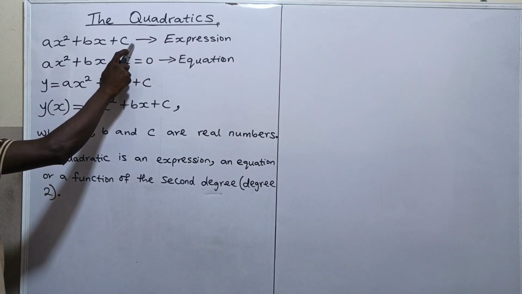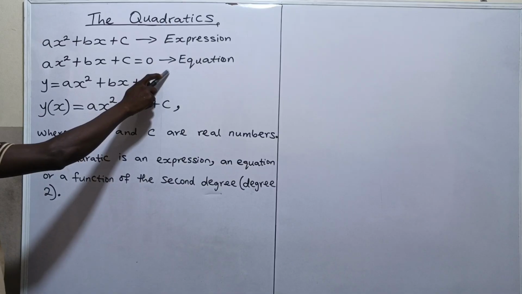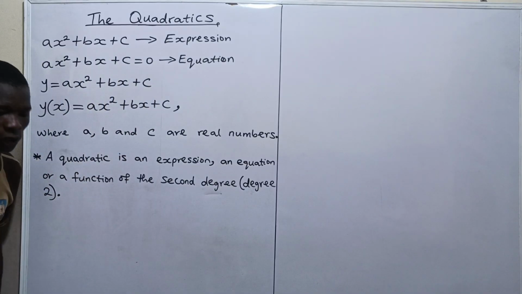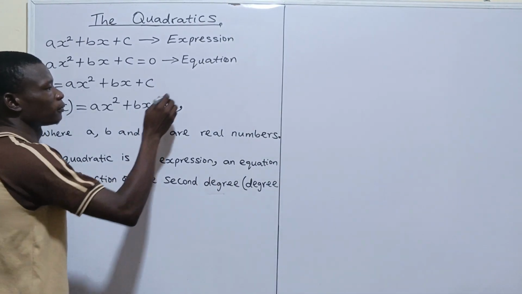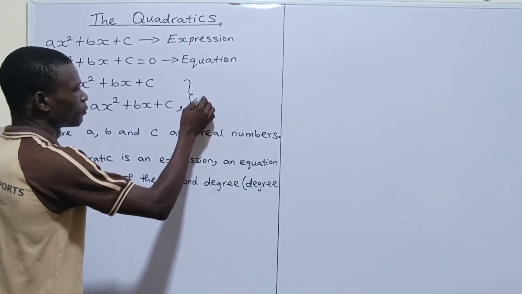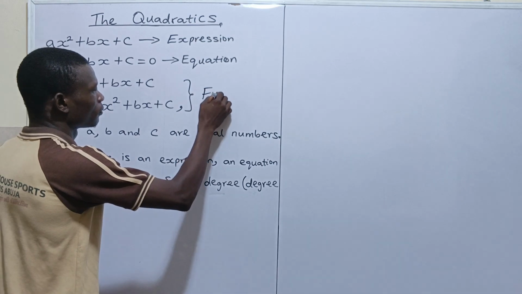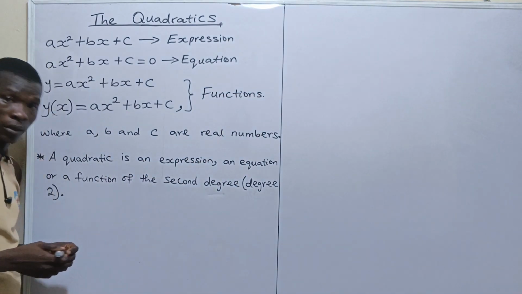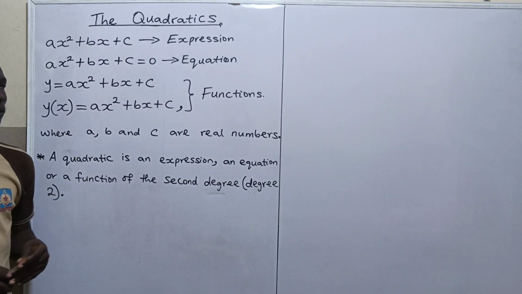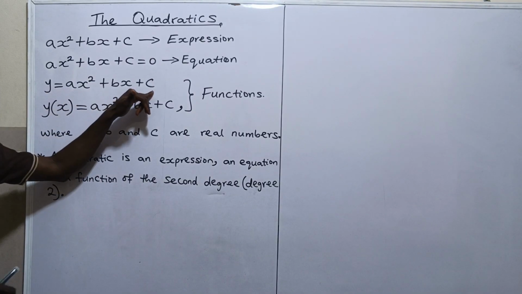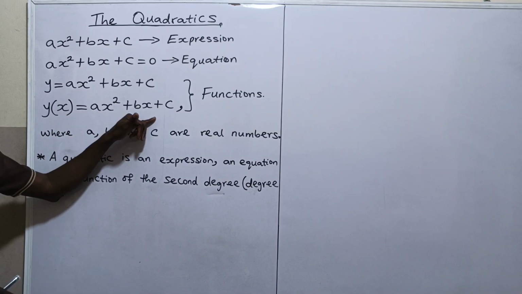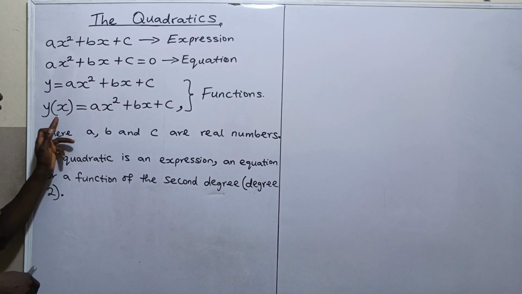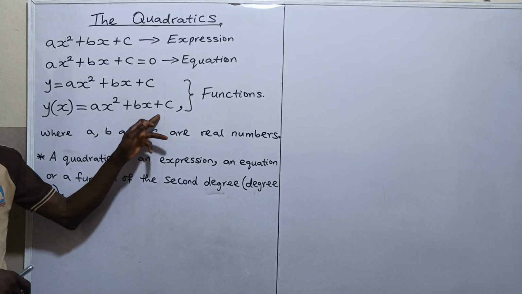From an expression, it can be translated to become an equation. Also, from an expression, it can be translated to be a function. So these two are the functions. A function can be written like this simply, or more comprehensively, or something like this, telling us that y is a function of x, and the expression defining this function is ax squared plus bx plus c.